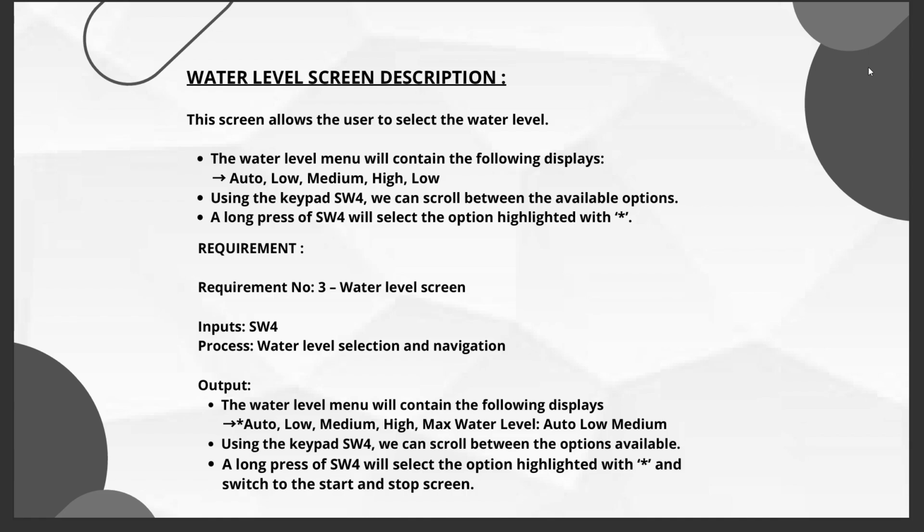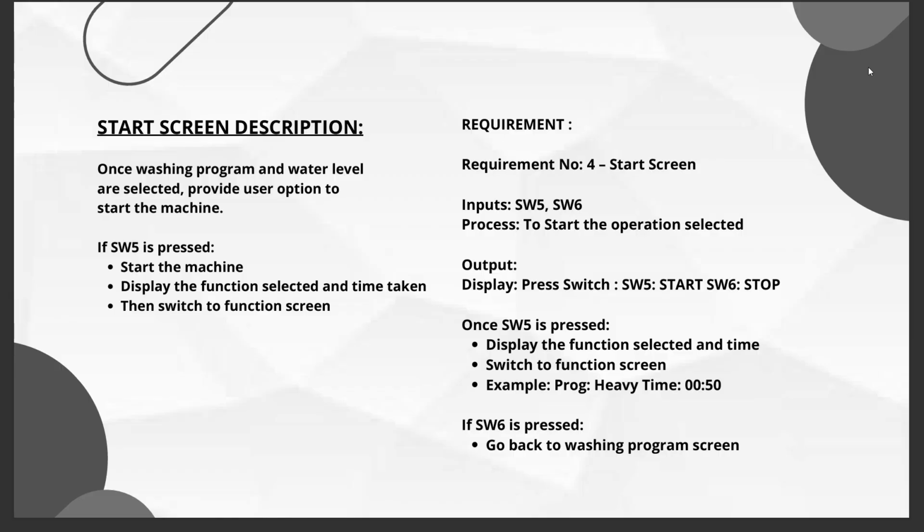Using the keypad switch 4, we can scroll between the available options. A long press on switch 4 will select the highlighted option, which is marked with a star. After completion of the water level screen, it will go to the start screen description.